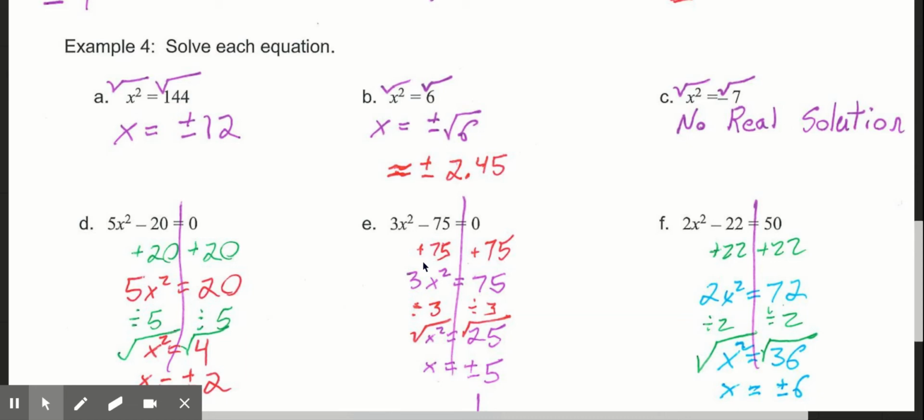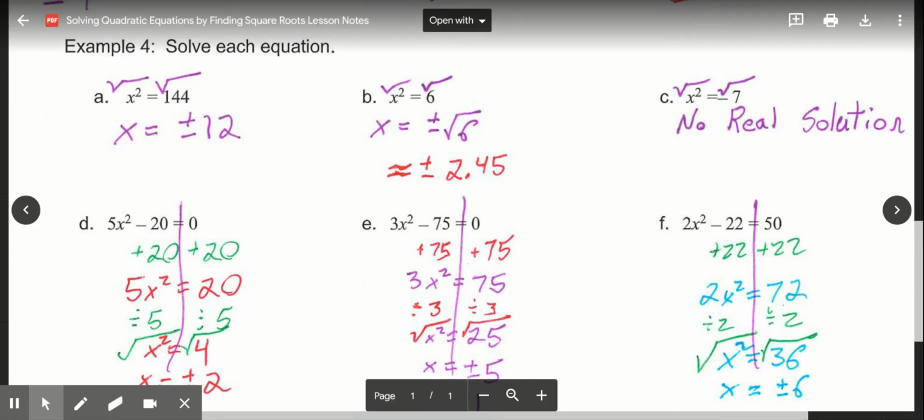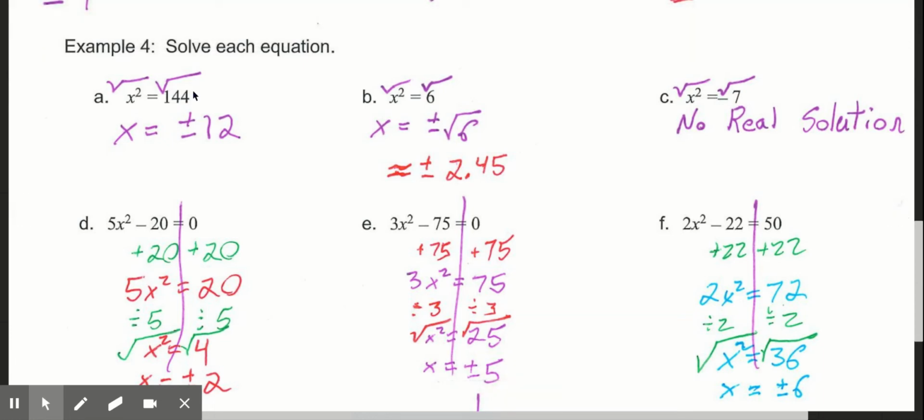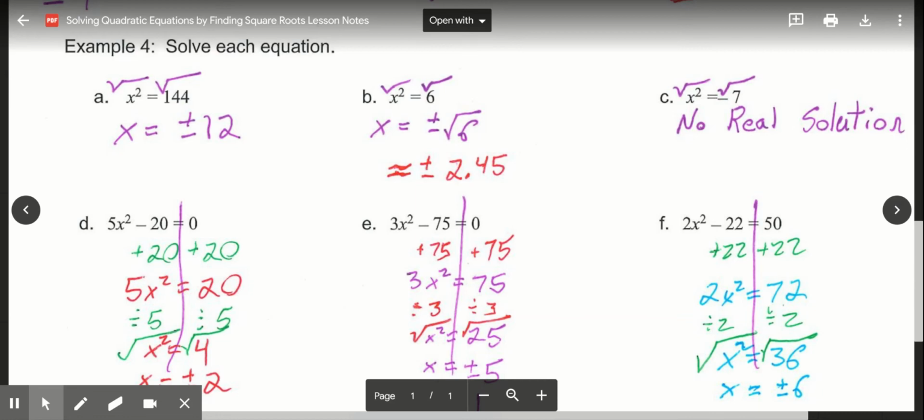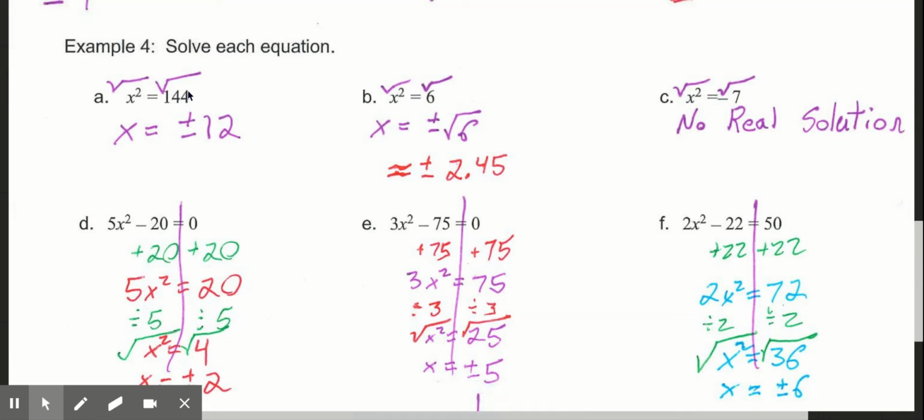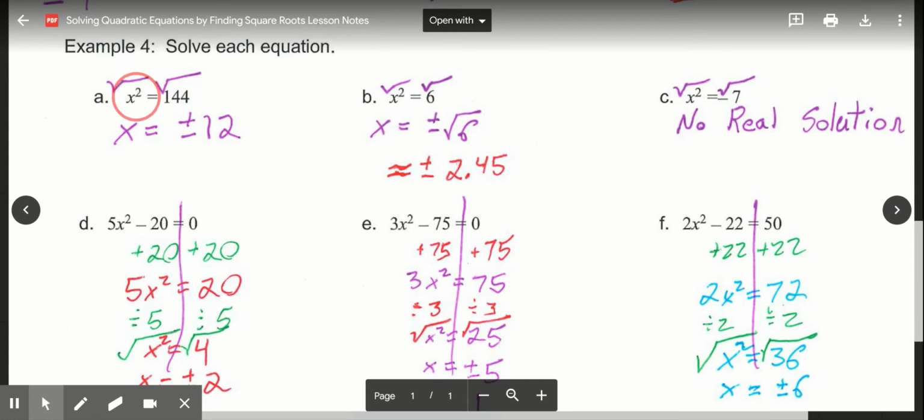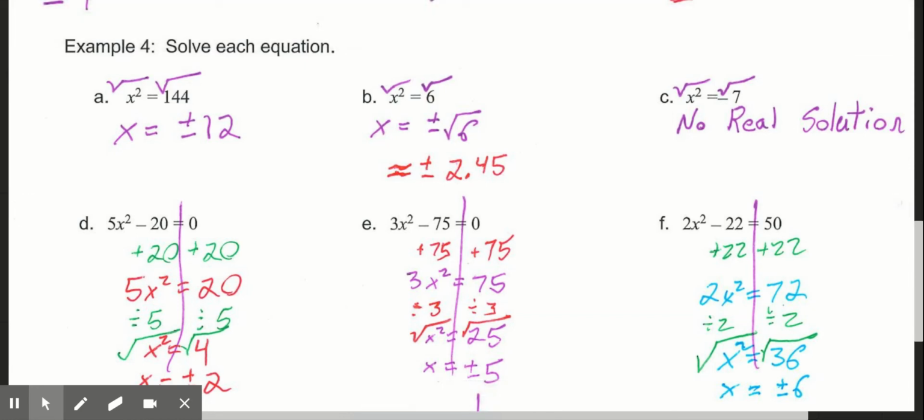So simply put, if you ever have a variable squared equaling a number, so in A here, we have x squared equals 144. How we solve that, we need to solve for x. So to undo the x squared, we would square root both sides. So if you're ever undoing a square in solving equations, so ever undoing anything to the second power, use square root both sides. So then our answer would become square root of x squared is x. Square root of 144 is plus or minus 12.